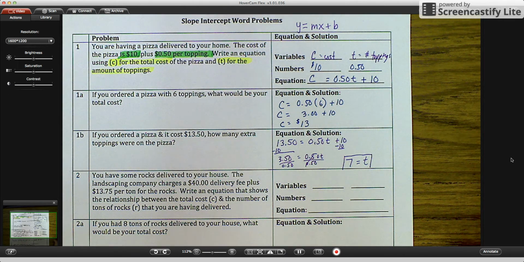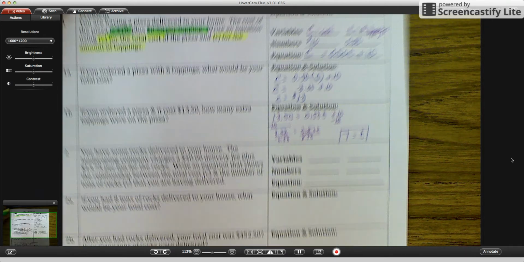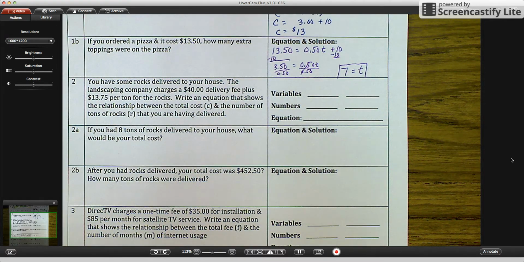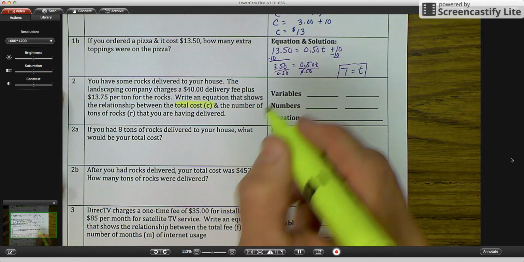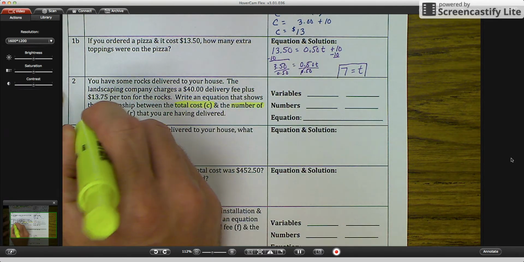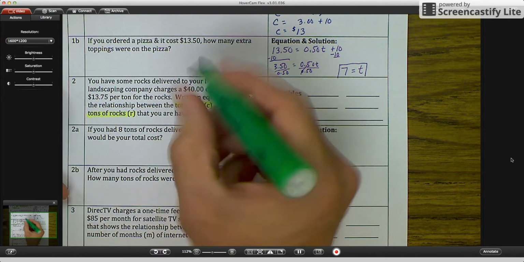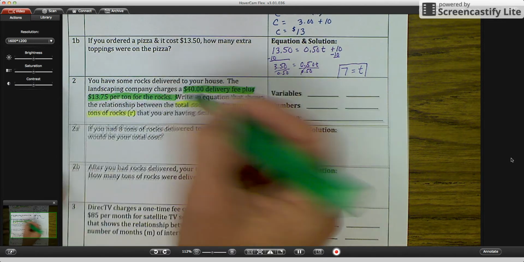Let's move on to another problem that's going to be similar. You're going to read it a little bit differently, but set it up. This problem says you have some rocks delivered to your house. The landscape company charges a $40 delivery fee plus $13.75 per ton of rocks. Write an equation that shows the relationship between the total cost C and the number of rocks R. We have a $40 one-time delivery fee and $13.75 per ton of rocks.